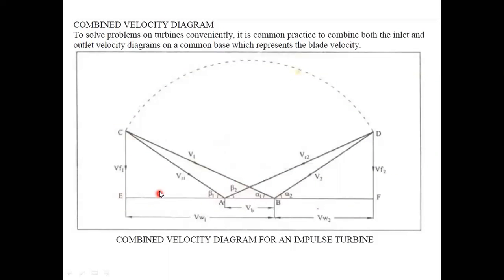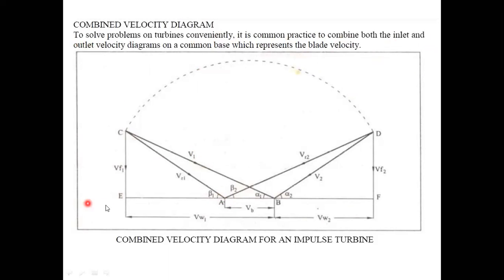Once again, I will explain this diagram. See here, the combined velocity diagram. To solve problems on turbines conveniently, it is common practice to combine both inlet and outlet velocity triangles on a common base which represents the blade velocity.